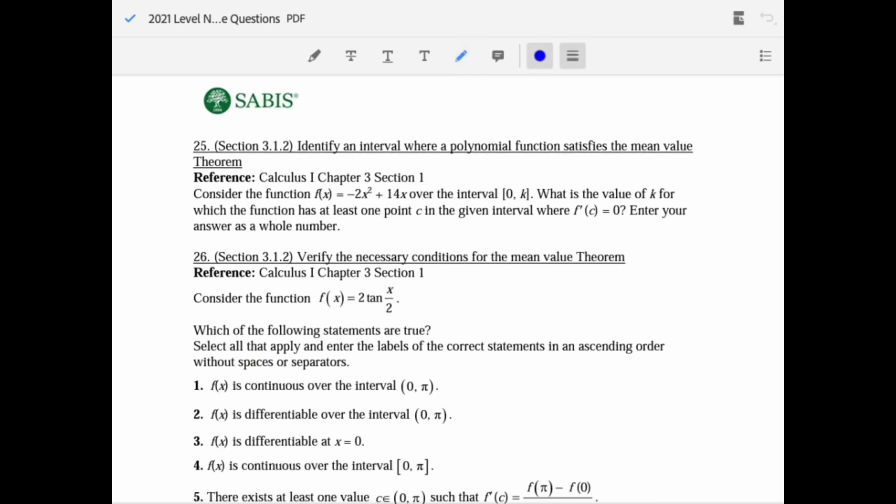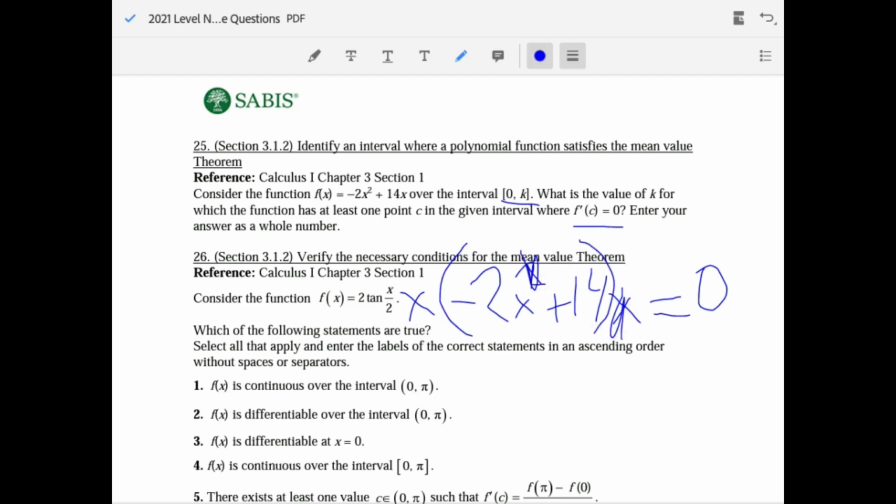Next question, 25. Consider the function over the interval 0, k. What is the value k for which there is at least one point in the given interval where f prime of c equals 0? So the same thing: you have 0 and you have k, and you have to find the interval that has a slope of 0, which has a tangent with slope of 0. So again you equate it to 0: minus 2x squared plus 14x equals 0. Now x is common, so we can take it out: minus 2x plus 14 equals 0, so x equals 7.